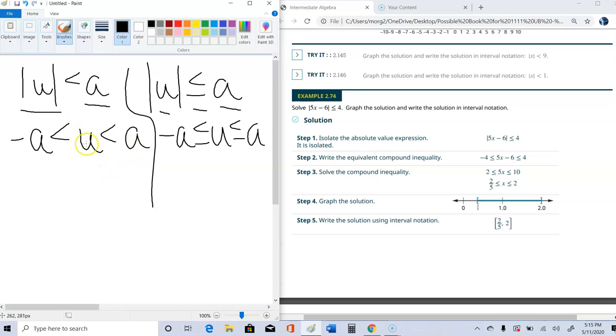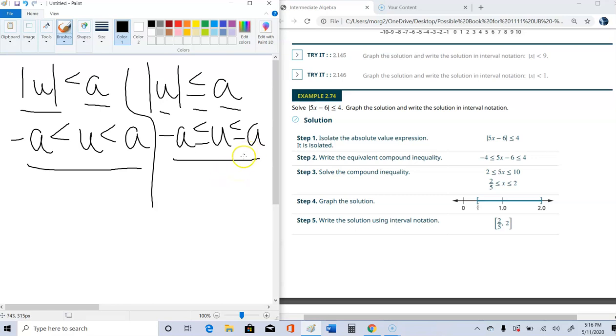You put the u in the middle, whatever that expression is. Write down your less than or equal to sign twice. And then what goes on each end is the positive and negative of your given constant. So you'll have a three-part inequality to solve. Graph and also express your answer in what's called interval notation.